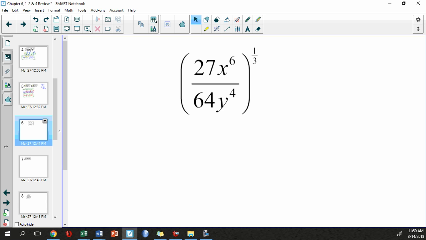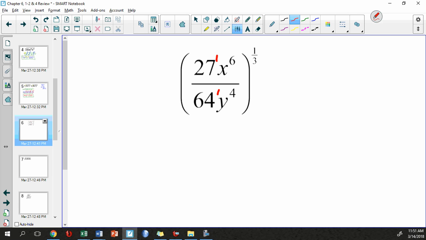First things first. You're going to distribute, but you need to look for what? Missing powers. What is missing powers here? The 27 is missing a power, and so is the 64. How many of you would have forgotten that? You've got to tattoo it on your face, tattoo it on your hand, tattoo it in your brain. Okay, you need to get that.